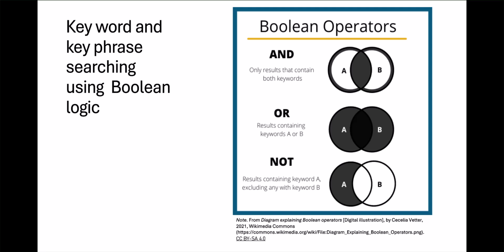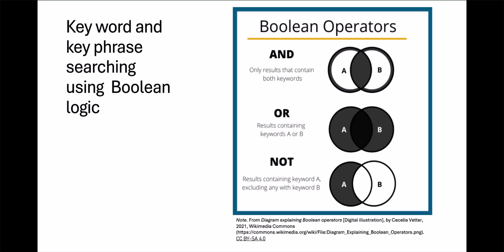The main takeaway here is that combining words with AND limits your search results, and combining keywords with OR broadens your search results. The third operator, NOT, is used less commonly, especially by novice researchers, but it will also limit your search results to items that exclude one of your keywords.